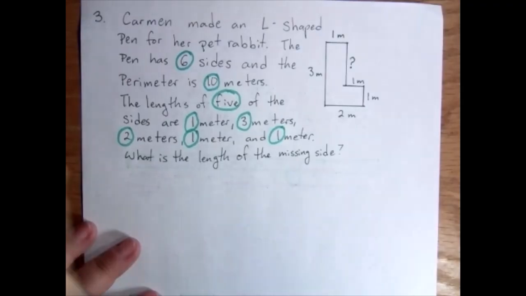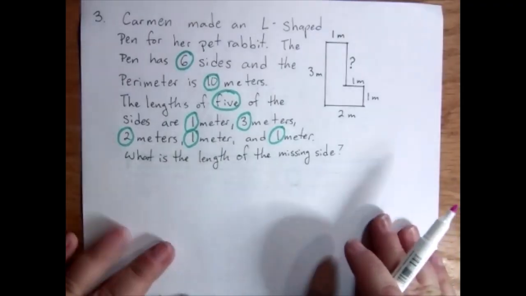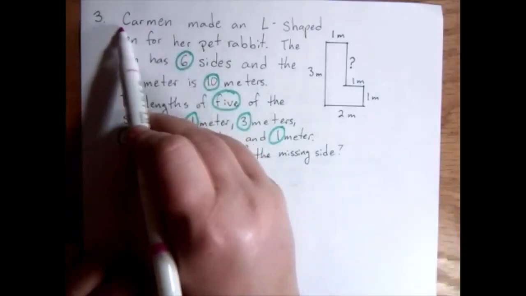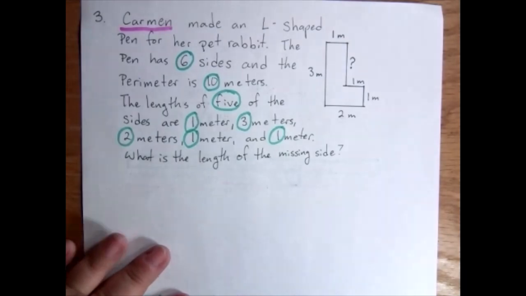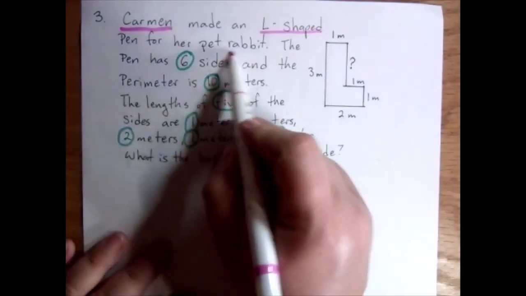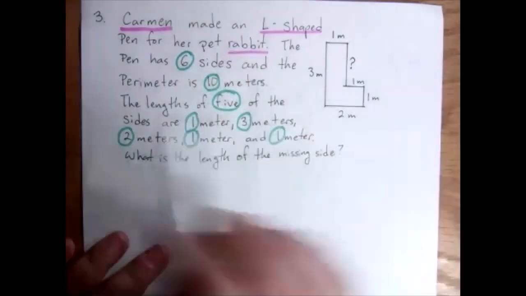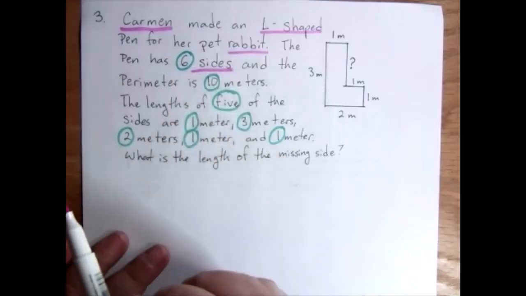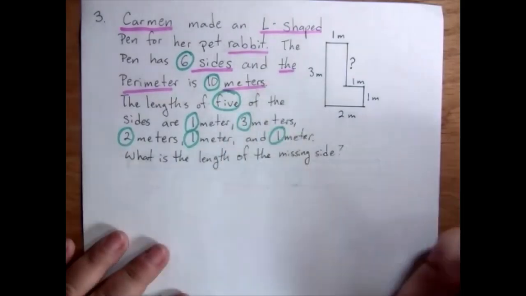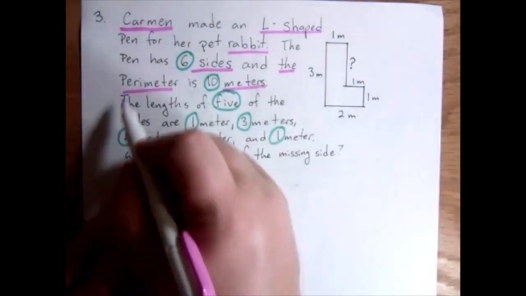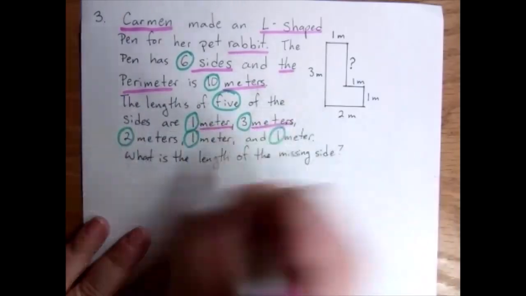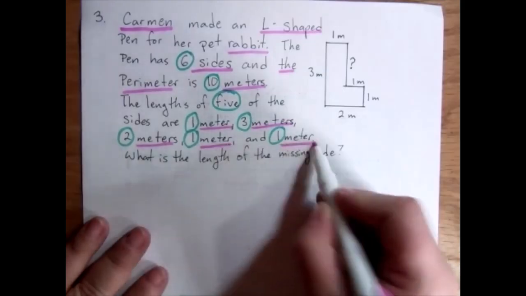Now I'm going to go through and underline my important information. So I'm going to ask all of my questions. So who? Carmen. What is Carmen doing? She made an L-shaped pen for her pet rabbit. Okay. I know that the pen has 6 sides. And I know that the perimeter is 10 meters. And then here it gives us the lengths of 5 of the sides. 1 meter, 3 meters, 2 meters, 1 meter, and 1 meter.